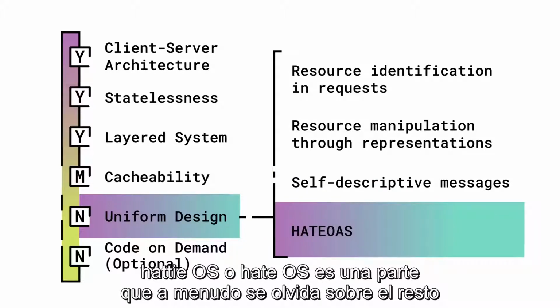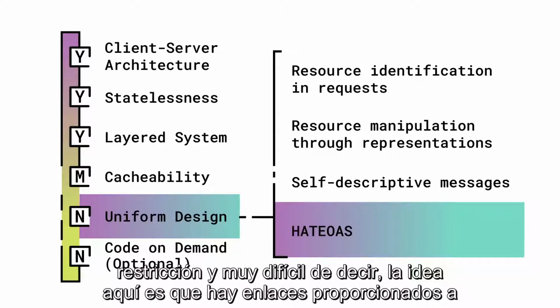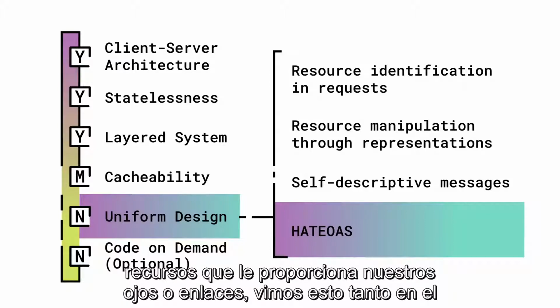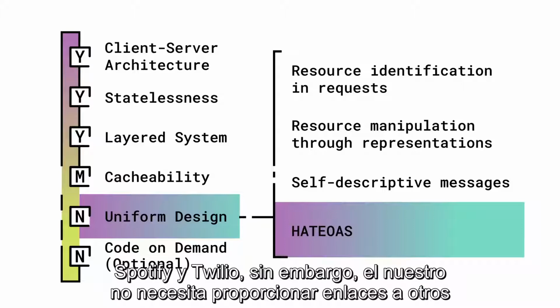HATEOAS, or HATIOAS, is an often forgotten about part of the RESTful constraint, and very hard to say. The idea here is that there are links provided to show off what more you could do with this and where you could find related resources. It provides URIs or links. We did see this in both the Spotify and Twilio ones. However, ours doesn't need to provide links to other resources.